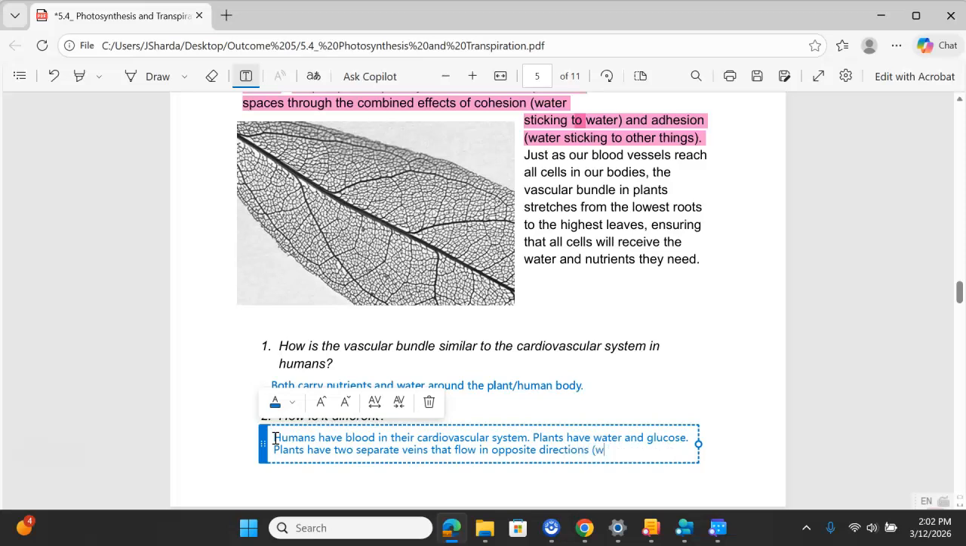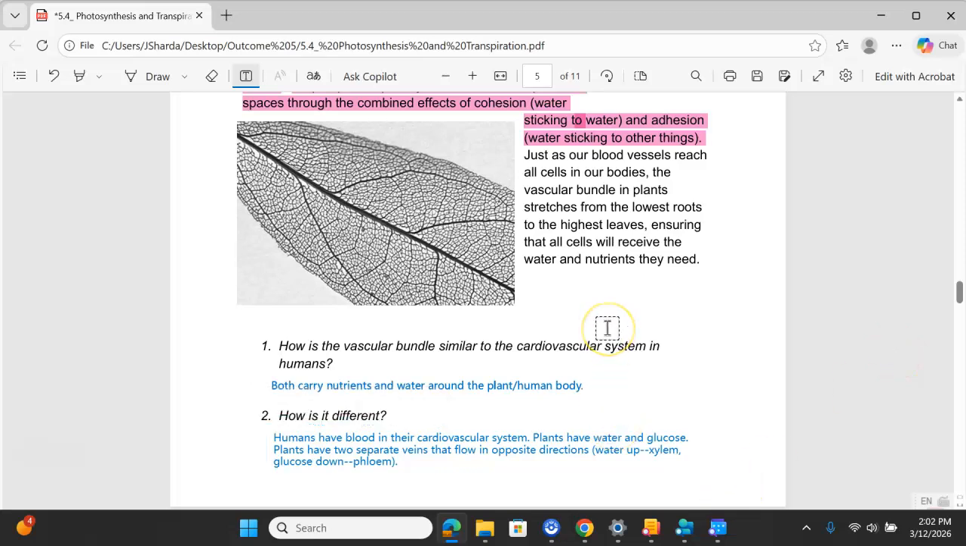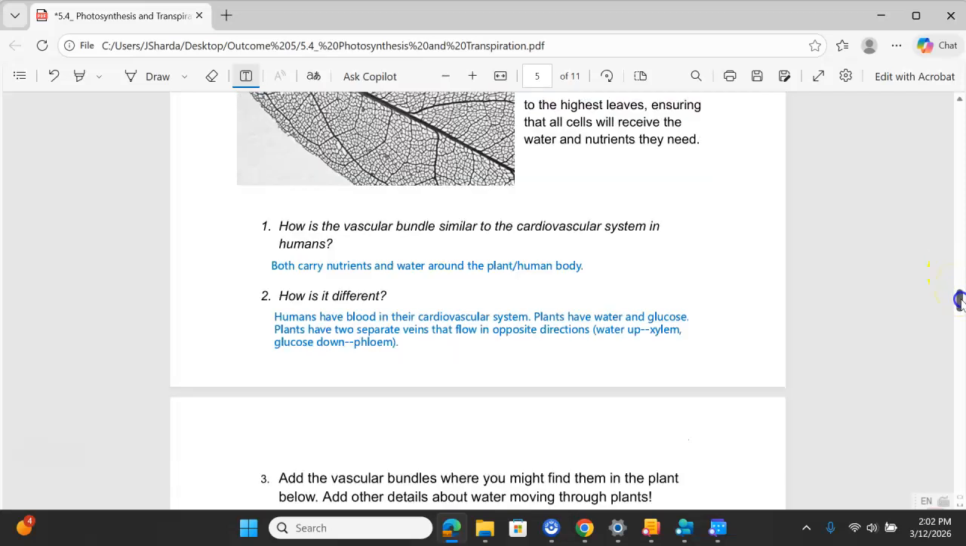Up, water goes up. This is called xylem. You don't really need to know this, but for the sake of it, water goes up in the xylem and glucose comes down through the phloem. Okay, it's kind of a major difference, but basically these veins, the veins in the plant, go all the way up from the roots all the way up to the plant.